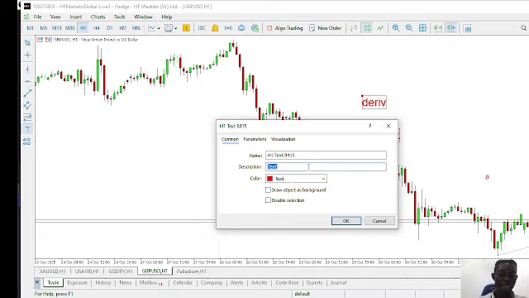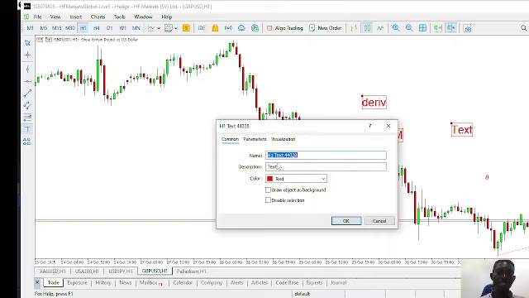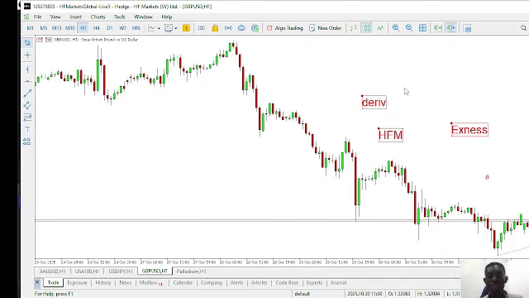That's HFM, then you open an account with Xness. And all three accounts, there's a reason for opening them.